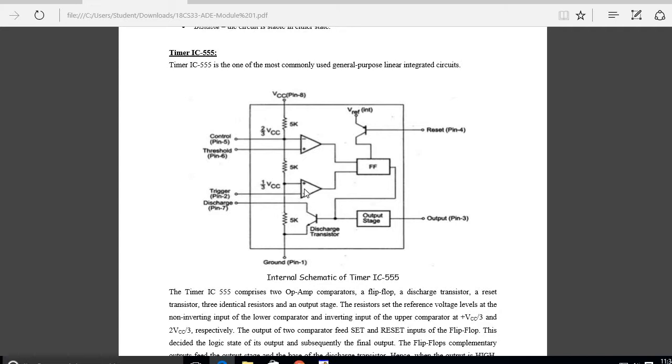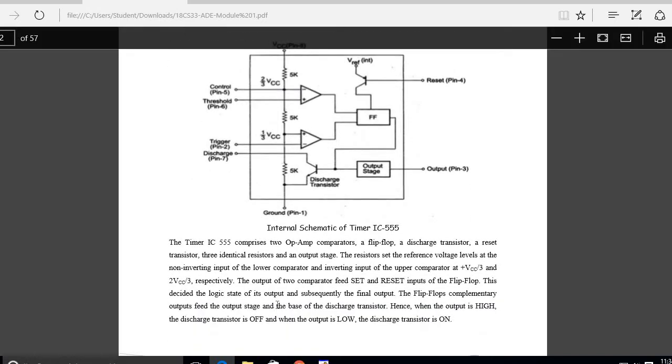At the lower comparator, I give 1/3 VCC to the positive terminal, so it is non-inverting, and the negative terminal is the inverting one. Like that, for the input comparators, I'm giving the supply voltage as VCC/3. For the lower comparator, I'm giving the input voltage as 1/3 VCC, and for the higher comparator, I'm giving the reference voltage as 2/3 VCC.